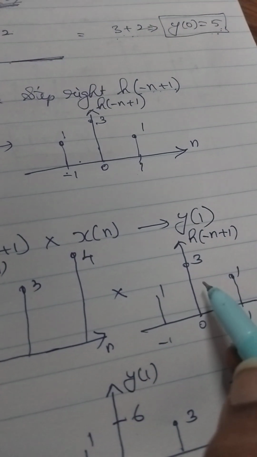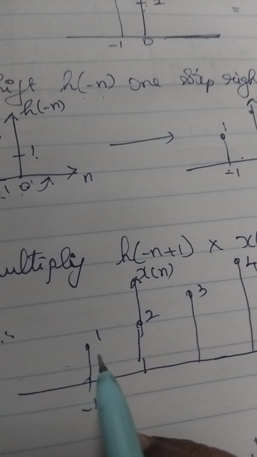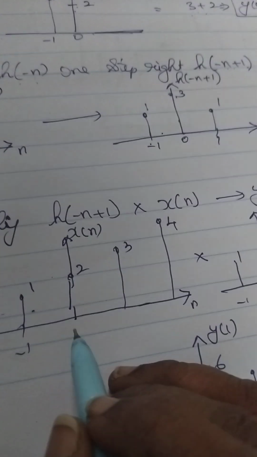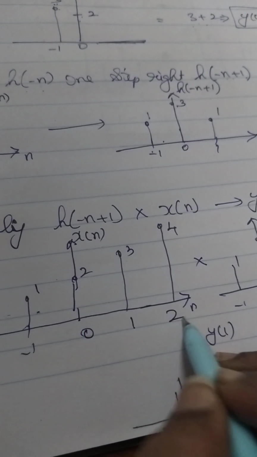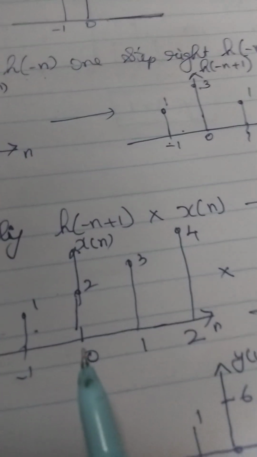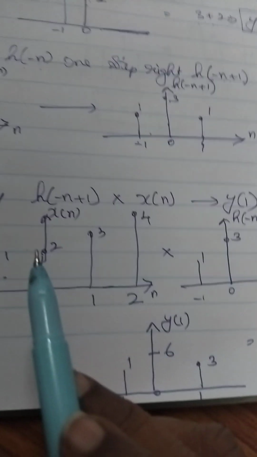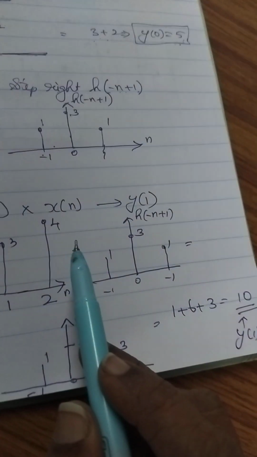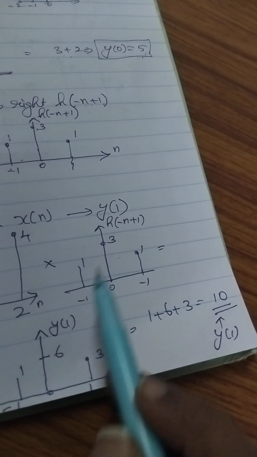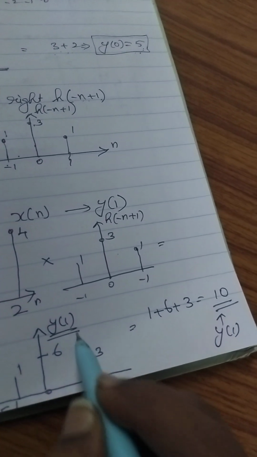Multiply this value with your x of n. Here you have origin, minus 1, 0, 1 and 2. Similar to here, this is your x of n, the same thing is written here. Now you are going to multiply your x of n and h of minus n plus 1. When we multiply these both, the answer you get will be y of 1.